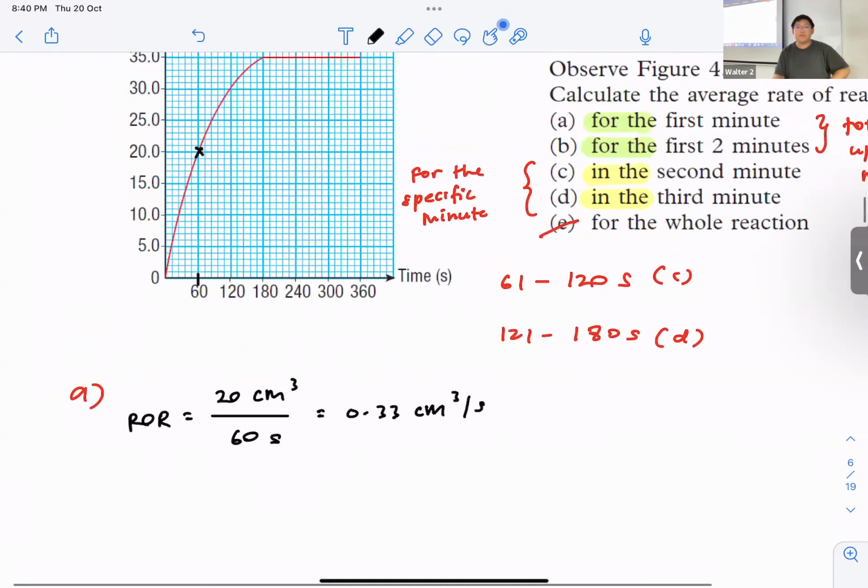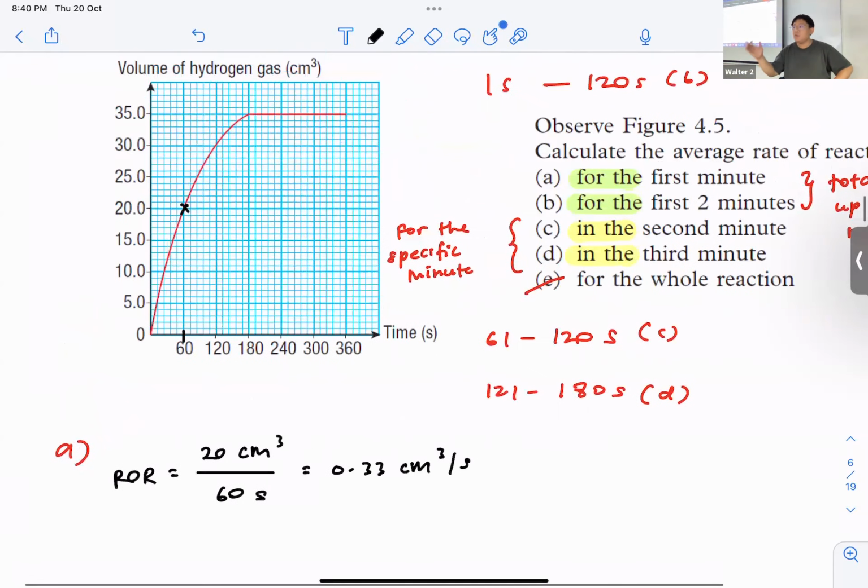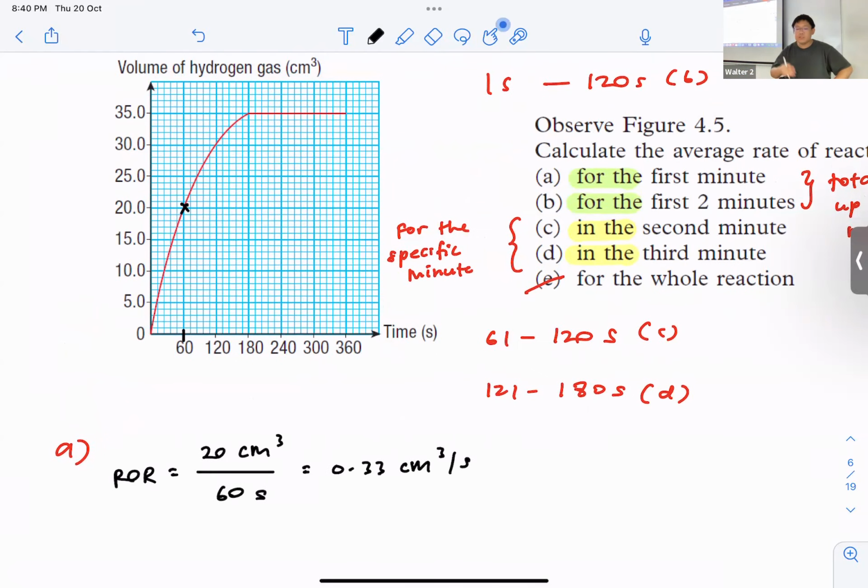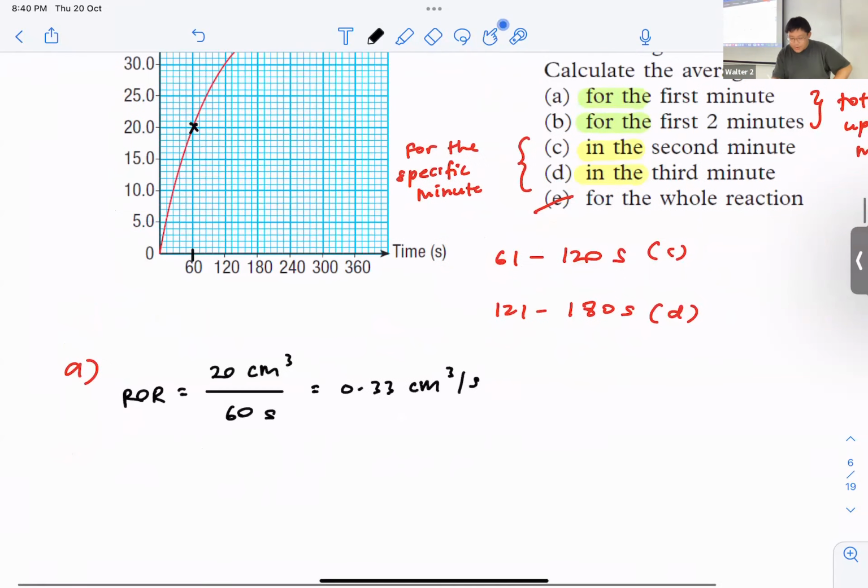You must follow the graph. If the graph uses seconds, you use seconds. If the graph uses minutes, you use minutes, unless they request a specific one. I'm not saying that minutes is wrong. I'm saying follow the units they give you in the graph. If they give you seconds, you must calculate in seconds. If they give you minutes, then you calculate in minutes.